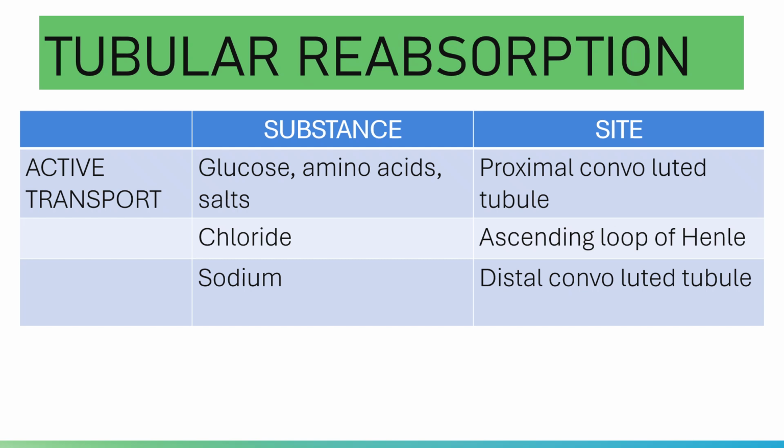In the distal convoluted tubule, sodium, chloride, sulfate, and uric acid are reabsorbed actively. And in the collecting duct, for the cortical nephrons, sodium is actively reabsorbed.